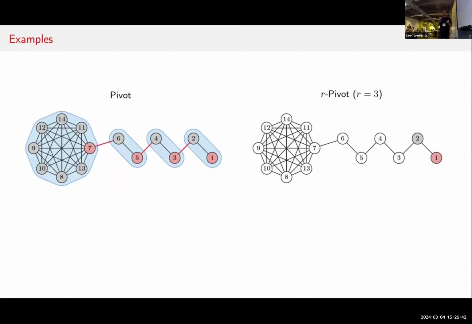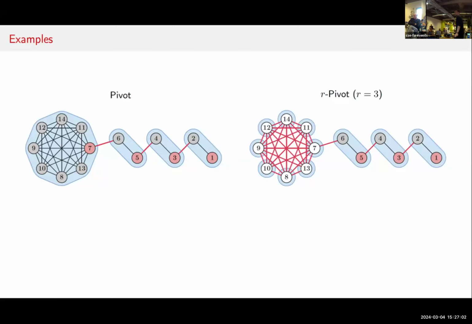In the second round, we only find 3. In the third round, we only find 5. And we terminate here, and no vertex in the clique sees a pivot. So we put all the vertices of the clique in singleton clusters, and that means we have to pay for all these edges going across.